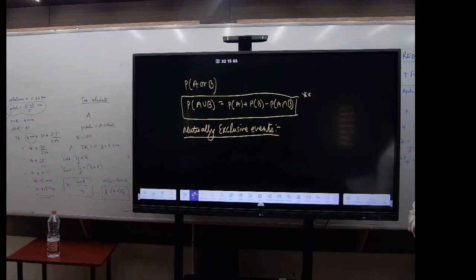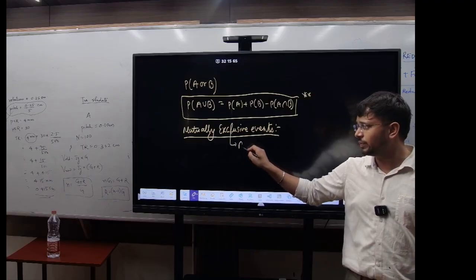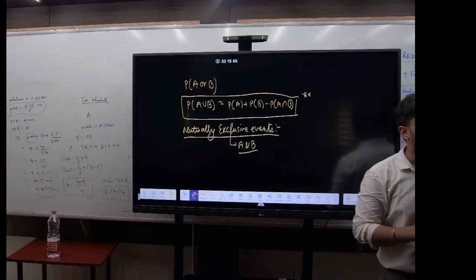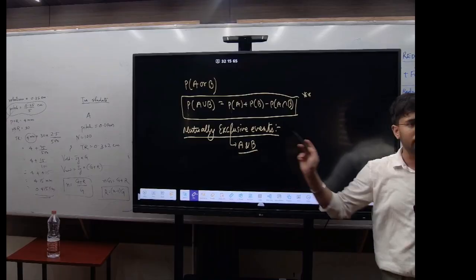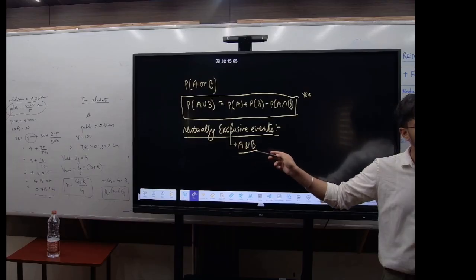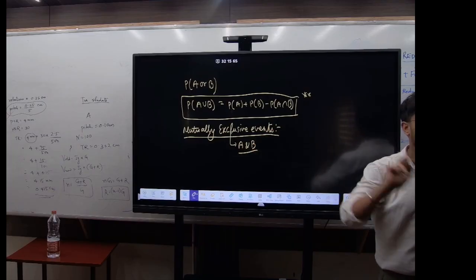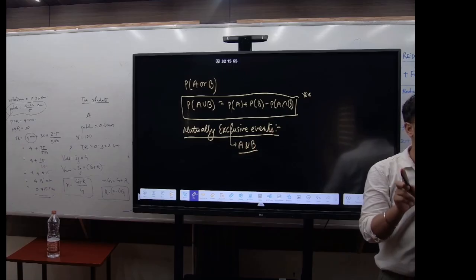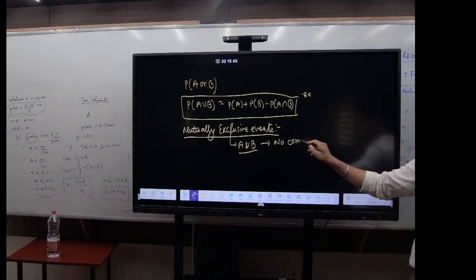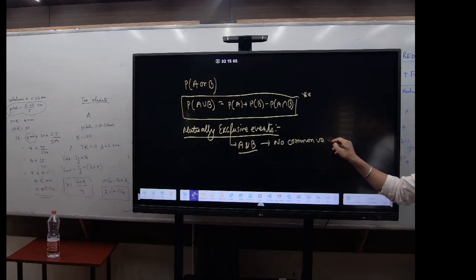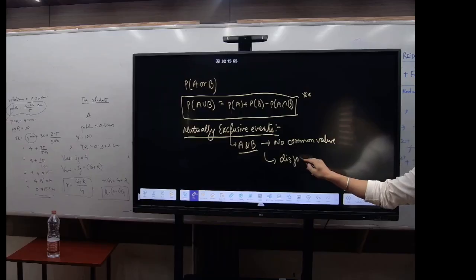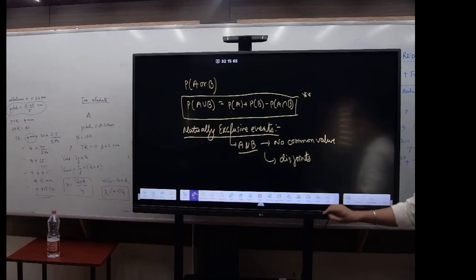What is mutually exclusive? Let's say there are two events A and B and they are mutually exclusive. Mutually exclusive means they don't have any common points. It means if A is going to occur, B will not occur. If B is going to occur, A will not. There is no common point, no common values. No common value means these two sets are disjoint sets basically. Disjoint sets.